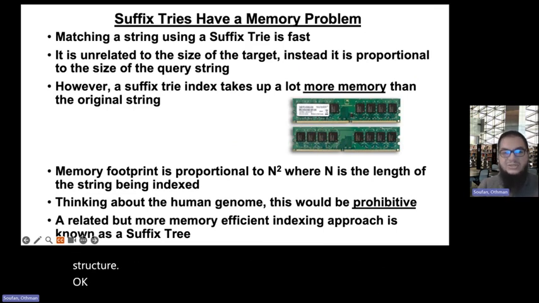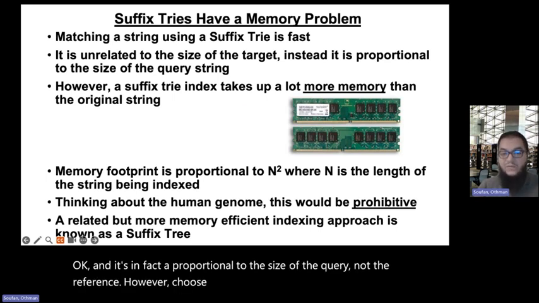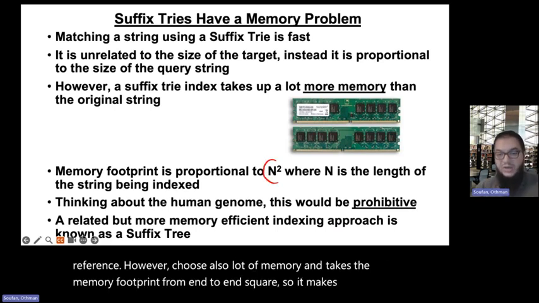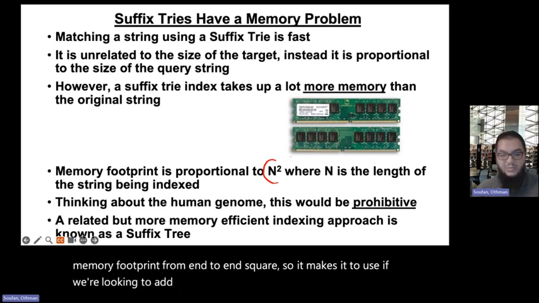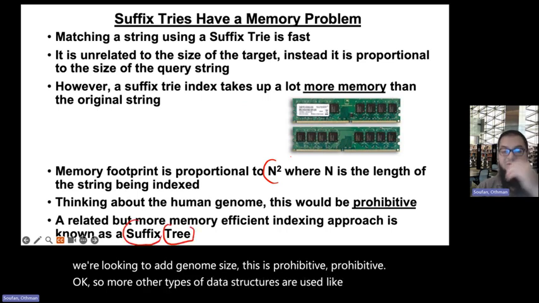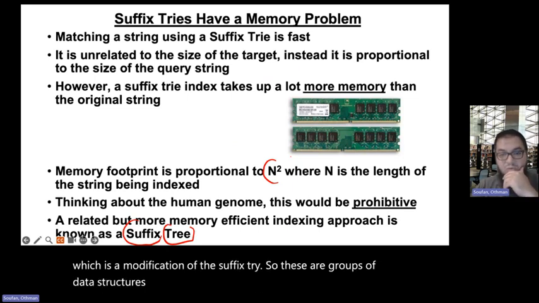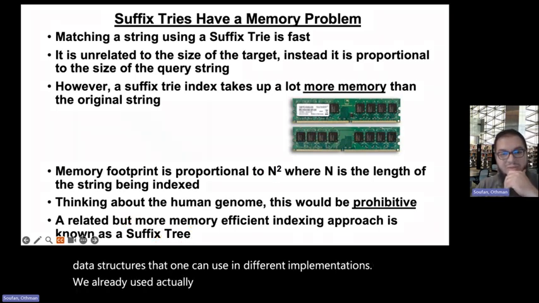Okay, so matching a string using the suffix trie is fast, and it's in fact proportional to the size of the query, not the reference. However, it also uses a lot of memory and takes the memory footprint from n to n squared, which makes it huge. If we're looking at a genome size, this is prohibitive. So other types of data structures are used, like the suffix tree, which is a modification of the suffix trie. These are groups of data structures that one can use in different implementations.